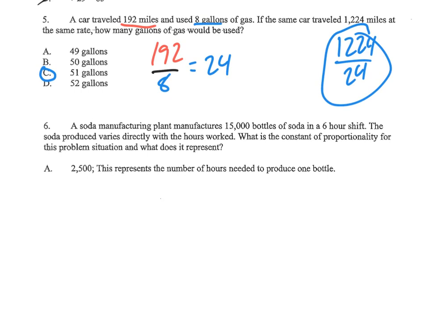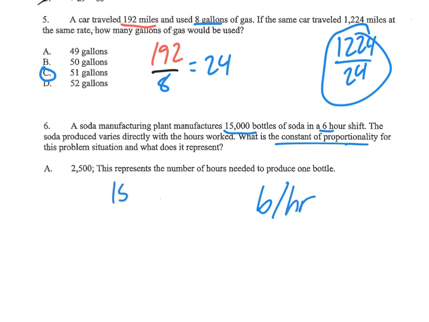Taking a look at number 6. A soda manufacturing plant manufactures 15,000 bottles of soda in a 6-hour shift. The soda produced varies directly with the hours worked. What is the constant of proportionality, so, slope, all the same stuff that we've been doing, for the problem situation, and what does it represent? So we've got 15,000 bottles, 6-hour shift. We want to find out how many bottles per hour. So that's what it's going to represent right there.